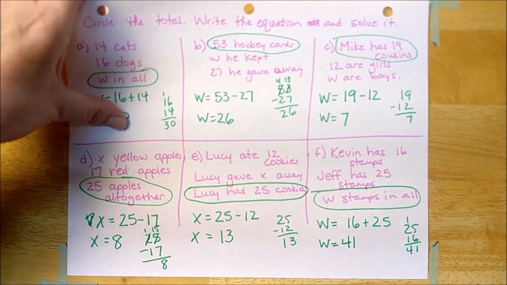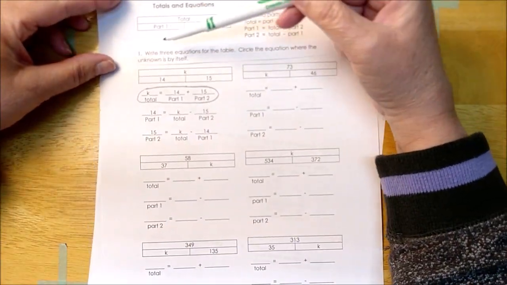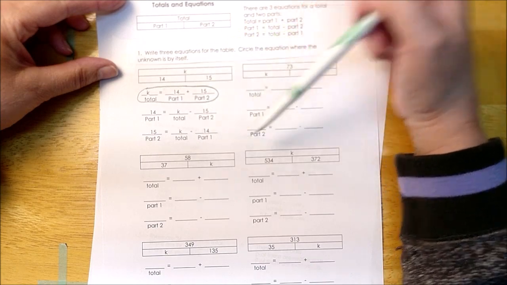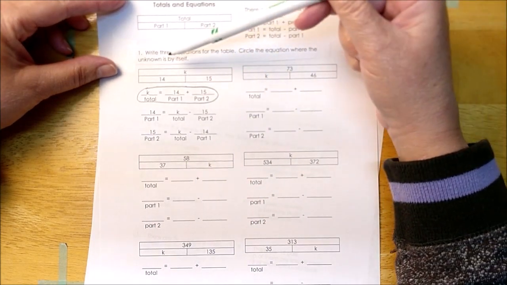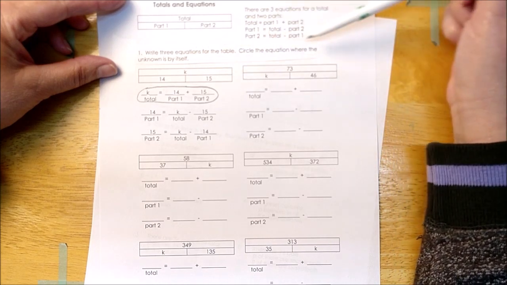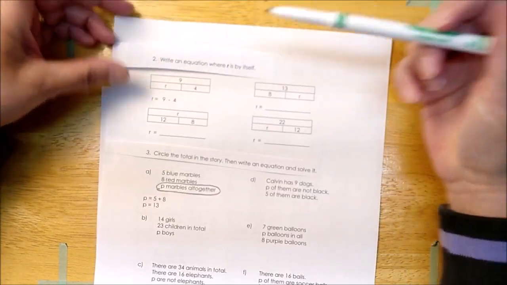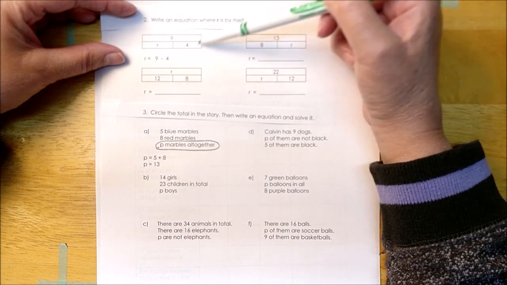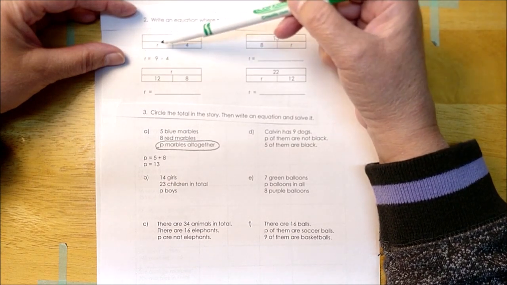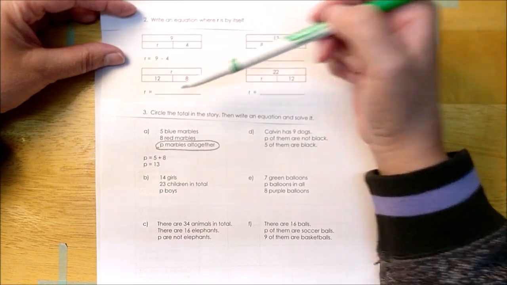So the pages that you're going to do today look very similar to the ones you did yesterday. Same thing, you need to write the 3 equations for the table, and I even give you the helpers. And then you need to write the equation where the unknown is by itself, or circle the equation. So here I circled where the K was by itself. Here you needed to write an equation where R is by itself. So here's my information. R by itself is a part, so I'd have to do total minus part 2. So you're going to do that for those 3.